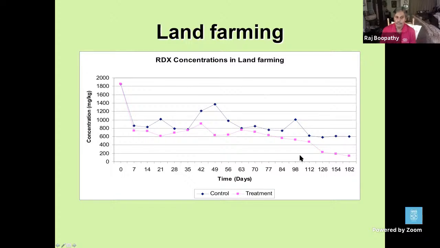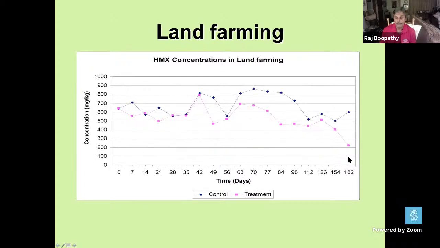Same story with RDX. It took a long time in the land farming pans, but it started to go down after 4 months in land farm. And HMX also took a very long time, but HMX eventually also started to go down. So what this tells us is, if you have a lot of time and you don't want to have somebody holding a gun on you to clean this site right away, you can use land farming.